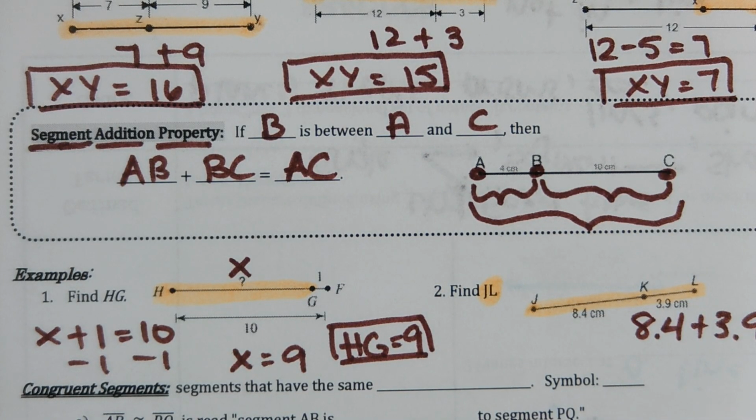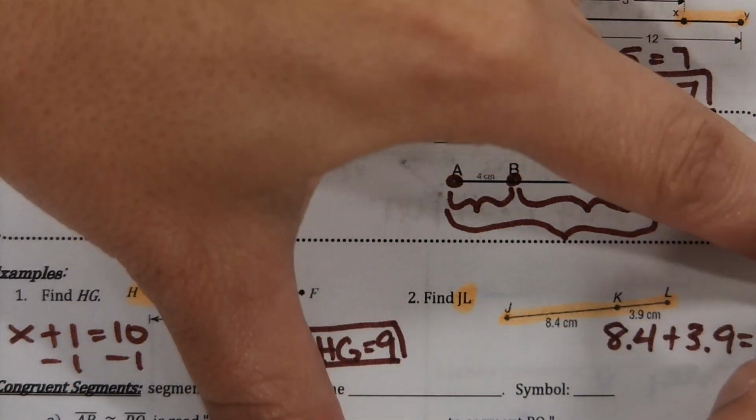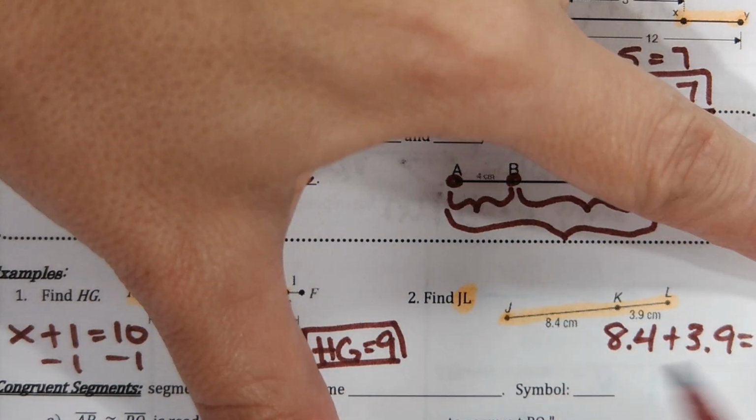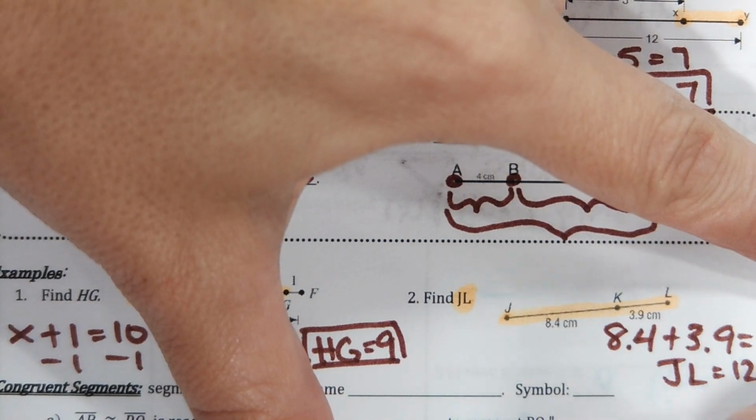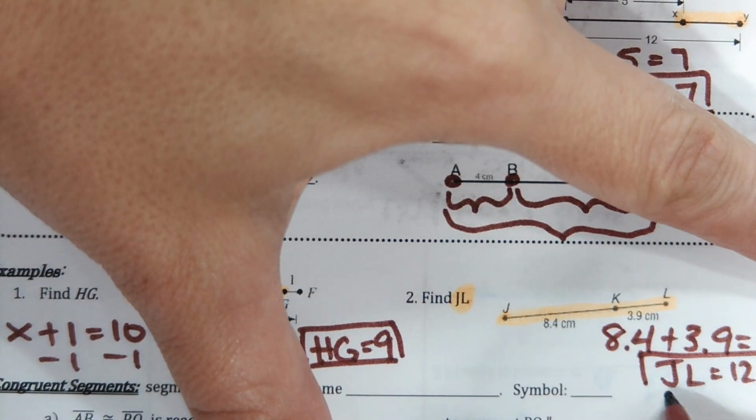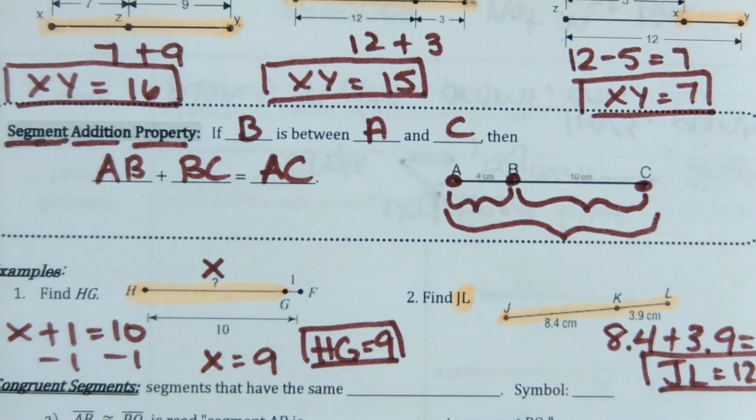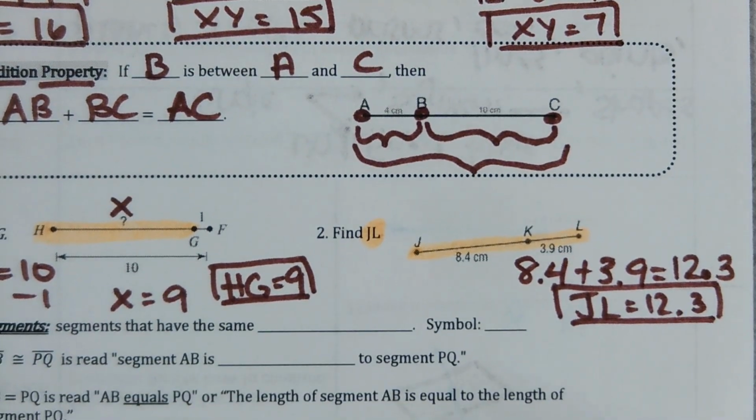Where's 1/6? It is, yeah, 12.3. JL equals 12.3. Oh, I didn't realize. If it's ever not in the frame, just let me know.